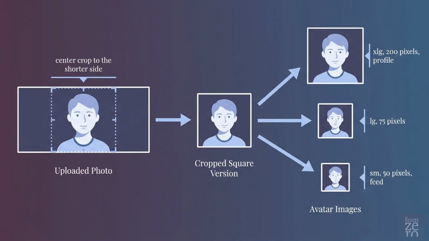An avatar is square, so when someone uploads a rectangular photo, we need to crop it to a square and produce a few sizes. A small one for the feed, a larger one for the profile. Let's write that image logic in its own file.